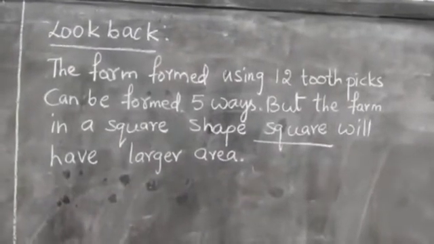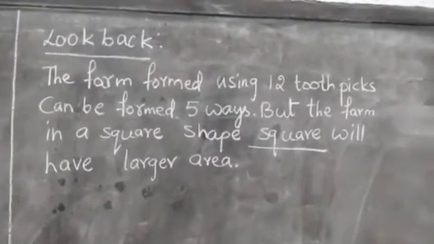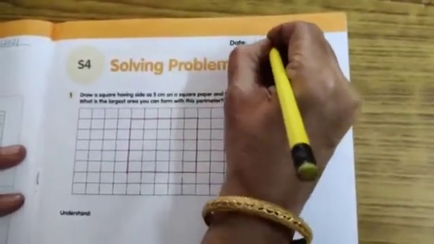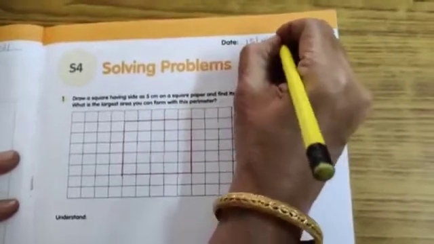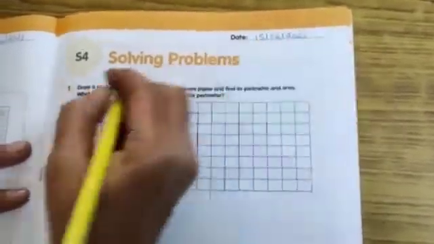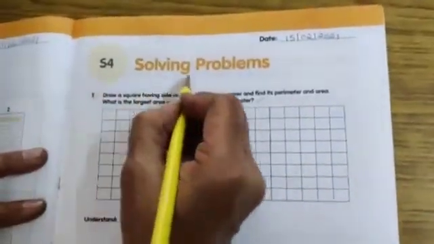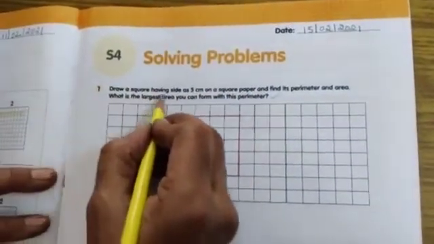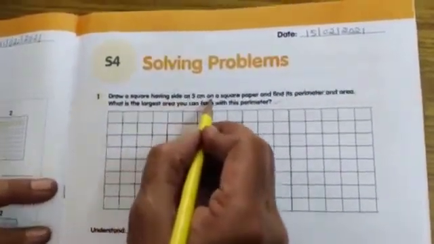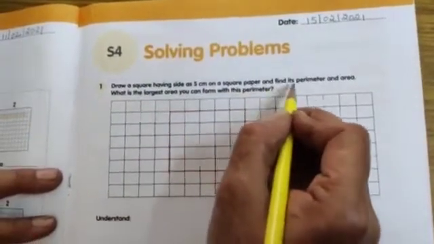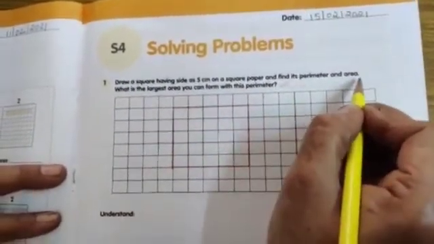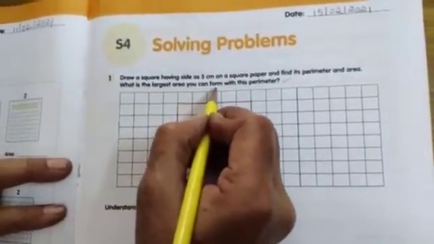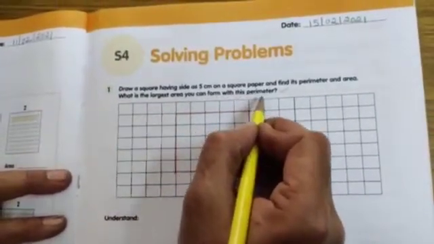Now open your workbook. We'll do the workbook exercise. Write date 15/2/2021. S4. Solving problems. First question. Draw a square having side as 5 cm on a square paper and find its perimeter and area. What is the largest area you can form with this perimeter?